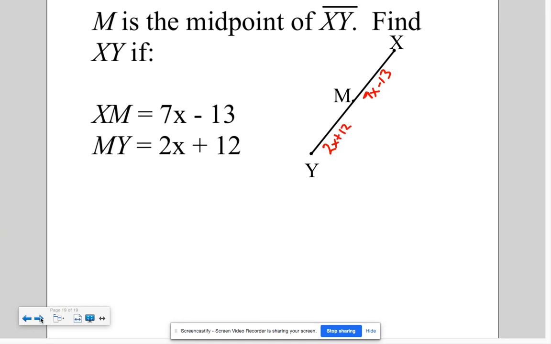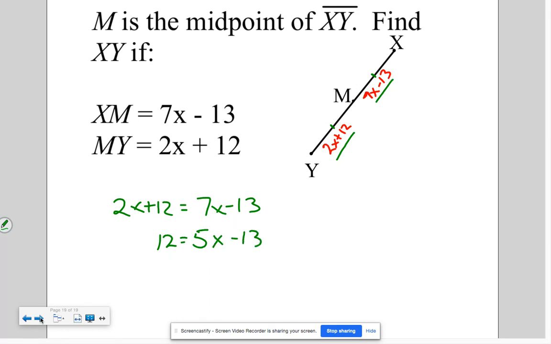Now, you may be wondering, how am I going to find a length if I'm not given any lengths of the segments? Well, a property of midpoints is that we have two congruent segment lengths. So we know that 2x plus 12 and 7x minus 13 are equal to one another. So we can set them equal: 2x plus 12 equals 7x minus 13. And we can then solve for x. I'm going to subtract 2x from both sides. I'm going to add 13 to both sides. And then we'll divide both sides by 5. We get x equals 5.